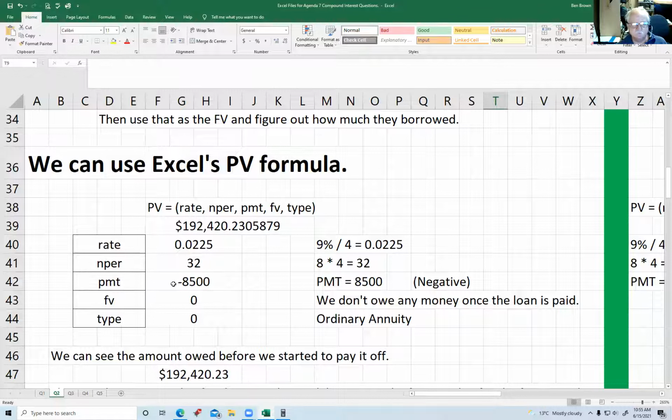During this time, there's a payment. We're making this payment negative because we have to pay this. We're making payments, not money that's coming to us. The future value is 0. We don't owe any money once the loan is repaid. And we know it's an ordinary annuity, so this has to be 0.